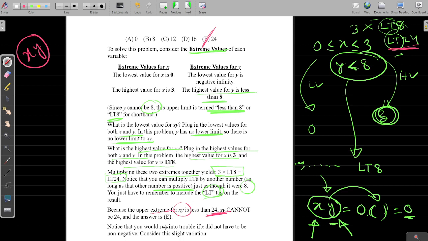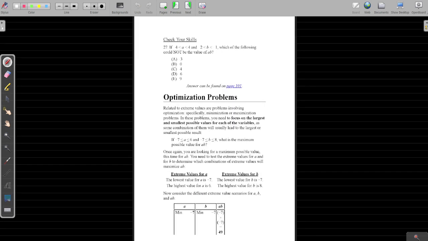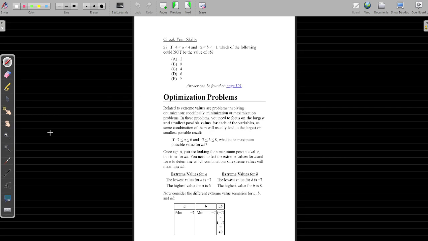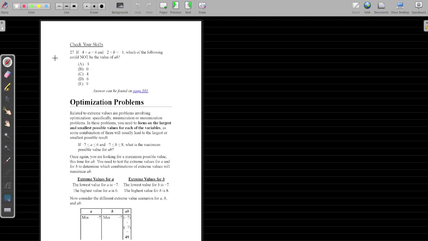Okay. So notice that you would run into trouble if x were not non-negative. Because if the value of x can be negative, then you need to consider two things actually. So consider this variation: the first one is -1 less than or equal to x less than 3, and another one is y less than 8. Look here, the value of y can be negative, as well as the value of x can be negative. So what are the possible ranges of the value of xy? We need to understand this one. Let me solve this one. By solving this question, we'll understand what we need to do for negative numbers or positive numbers.